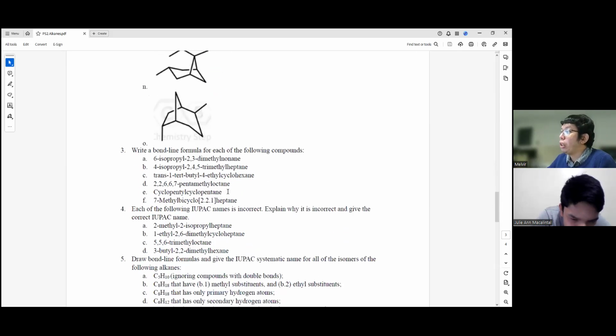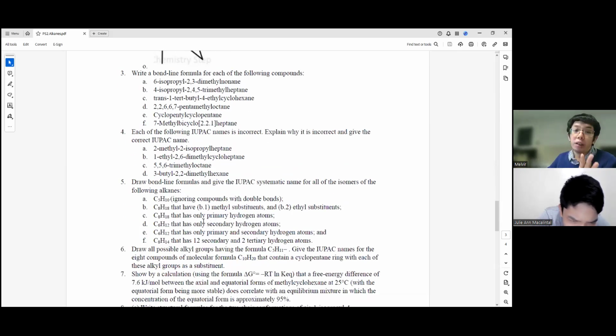Then for number 3, 4, 5, these are skills you need to be familiar with for alkanes and how to properly name them, draw them. So more on testing your skills for alkane structures.